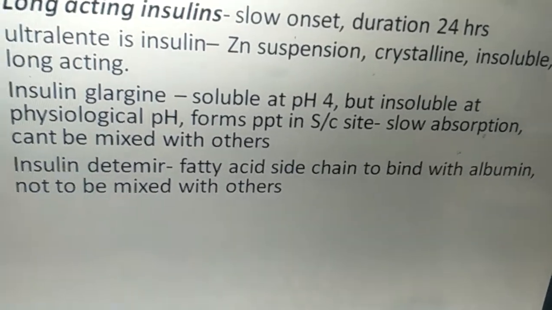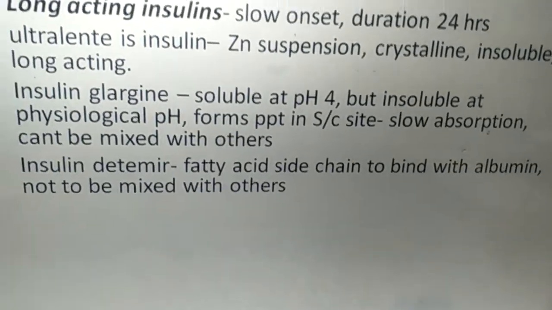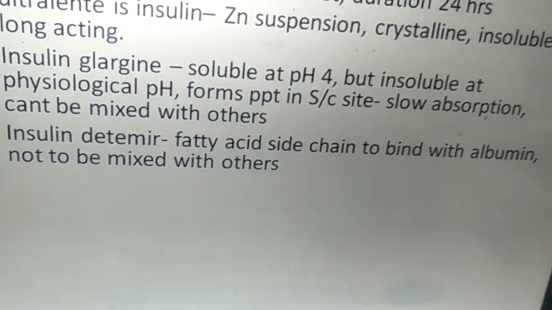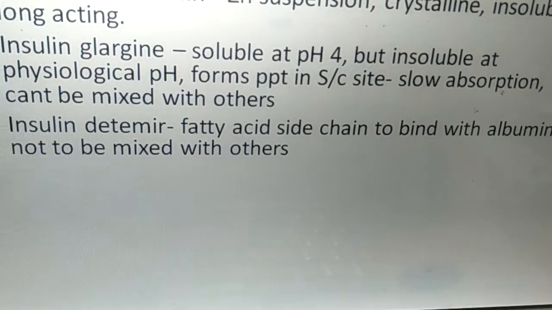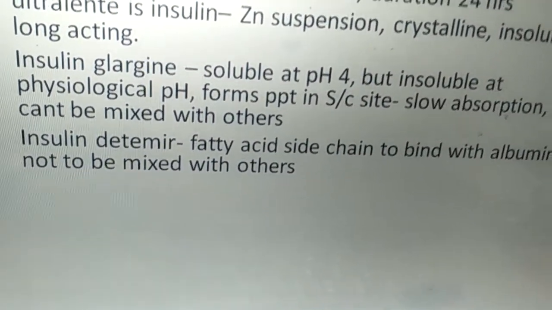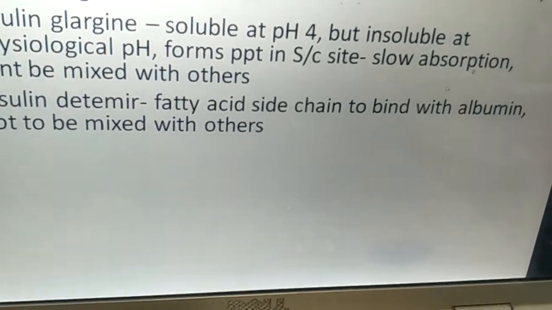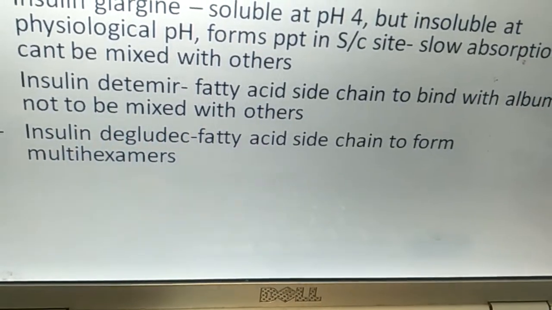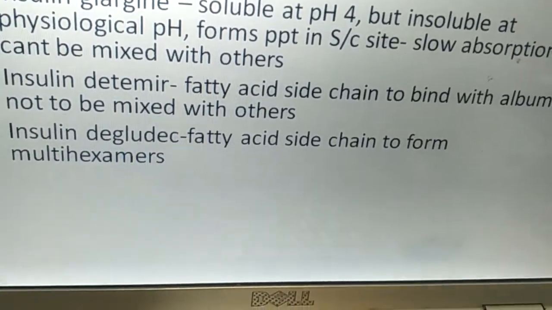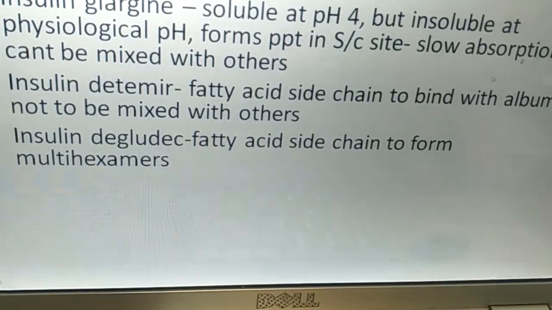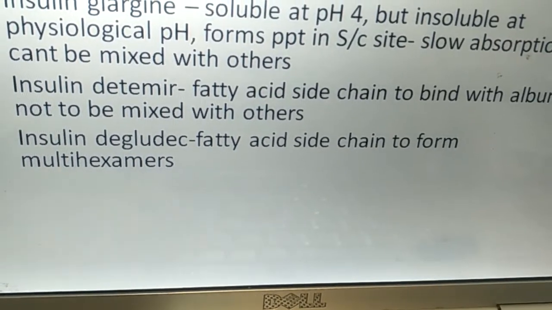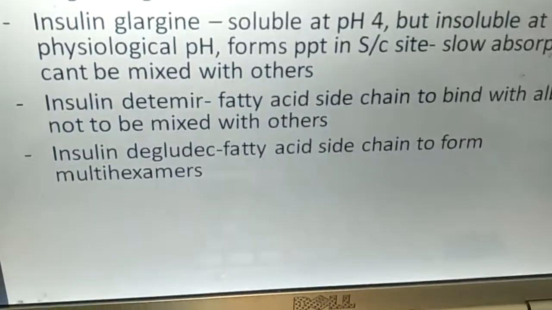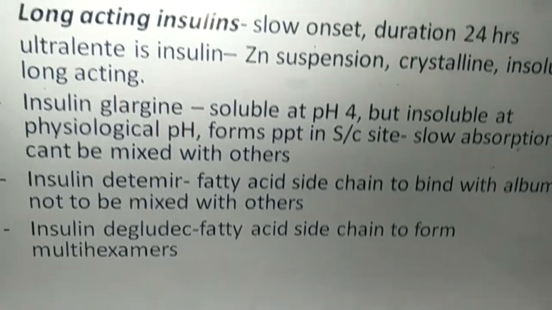Then another insulin analog with long duration of action is insulin detemir. It has a fatty acid side chain which binds with albumin. Hence, it will be slowly released, dissociating from albumin and then absorbed. It should also not be mixed with other insulins. Then we have insulin degludec. It also has a fatty acid side chain which forms multihexamers. From those multihexamers, monomers are slowly released and slowly absorbed, leading to slow onset and long duration.